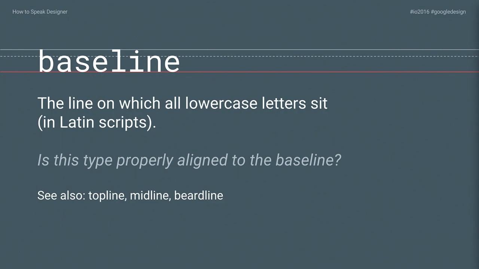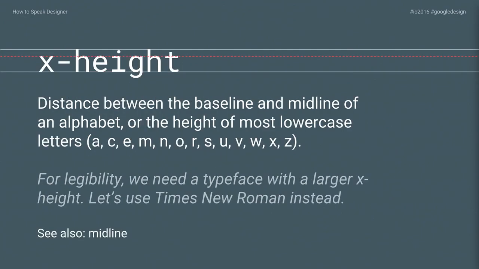The other 2 lines you see on this slide are the top line, where the ascenders like B and L hit, and the midline, and that helps to define the X height. The X height is really just the height of the lowercase letter x, and it gives a sense of proportion to the letter forms of a typeface.